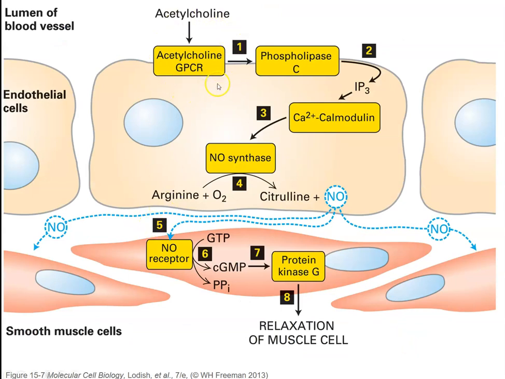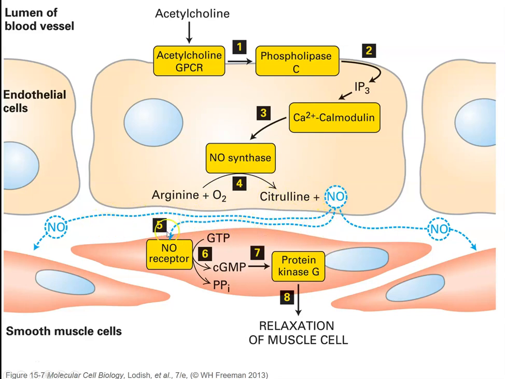So acetylcholine could bind to its receptor. Say it was a G protein coupled receptor, and we'll talk about those later. And it could activate an enzyme called phospholipase C, which produces IP3, and we'll talk about this later too, but that binds to gated channels on the ER and causes calcium to flood into the cytosol. And then calcium calmodulin will activate the NO synthase. And then again, as I showed you before, arginine and oxygen are the substrates to form citrulline and NO. And then here, this shows the NO diffusing into neighboring cells.